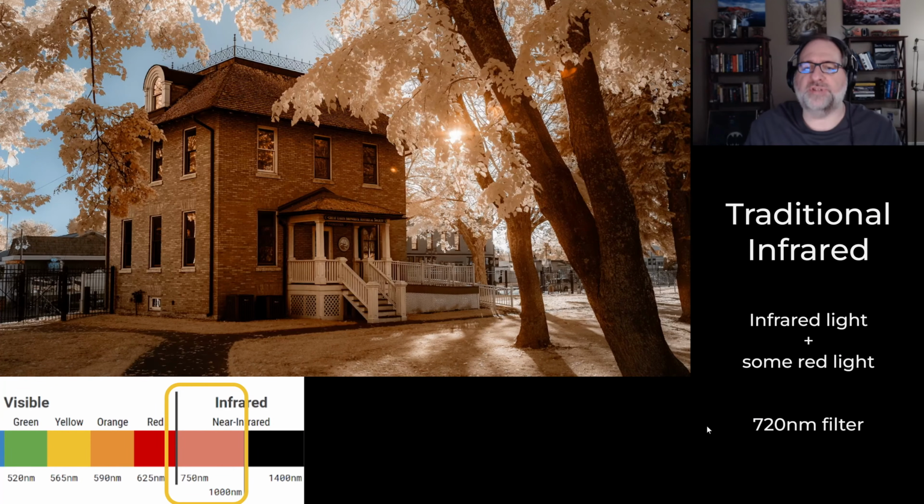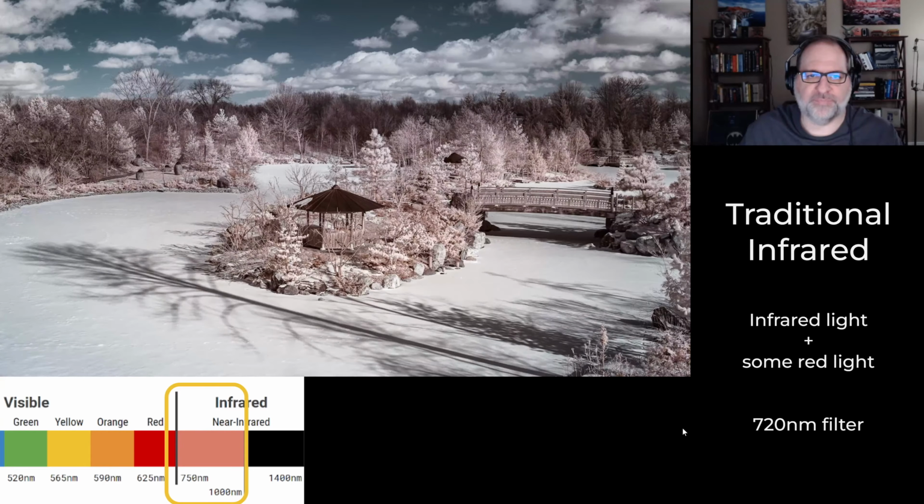So the first style to talk about is traditional infrared. This is a filter that will block most visible light except for a sliver of light at the red end of the spectrum, and then everything up into near infrared. So this is just a little bit of visible light and more infrared light. This is done typically with a 720 nanometer filter.